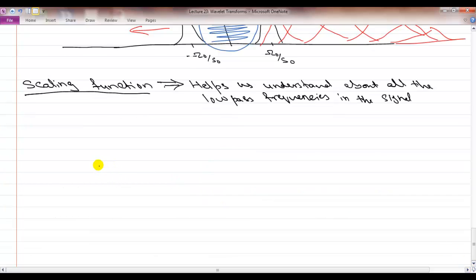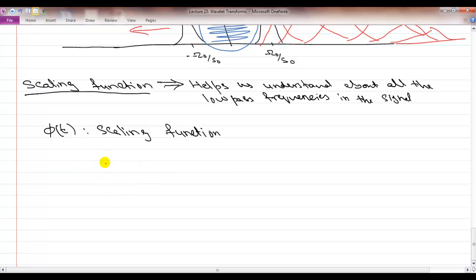In the literature, it is usually written as phi of t. In some cases, you will actually find literature which confuses the two, the scaling function and the mother wavelet. They are two distinct things. They are related to each other, but they are not the same thing. Okay? So don't make the mistake of calling the scaling function the mother wavelet.